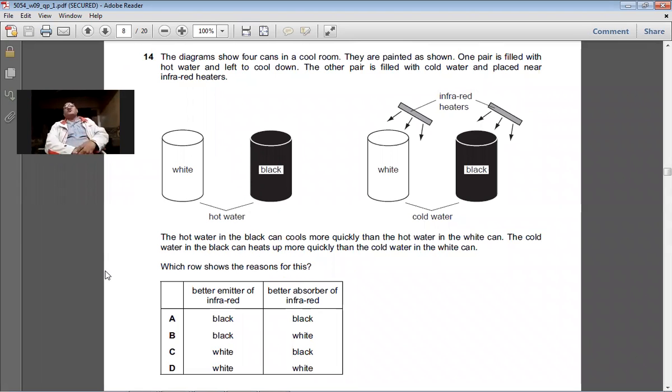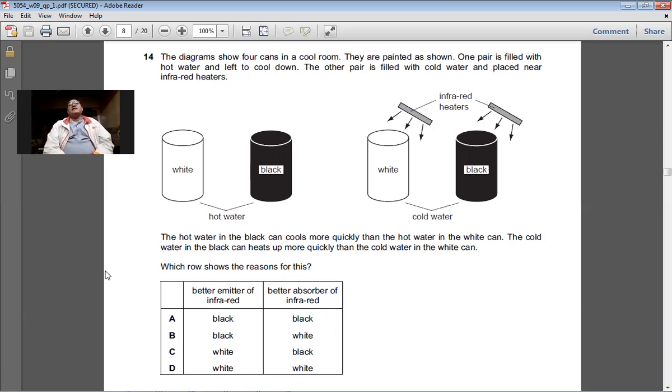The diagram shows 4 cans in a cool room. They are painted as shown. One pair is filled with hot water and left to cool down. The other pair is filled with cold water and placed near an infrared heater. The hot water in the black can cools more quickly than the hot water in the white can. The cold water in the black can heats up more quickly than the cold water in the white can. Which row shows the reason for this?